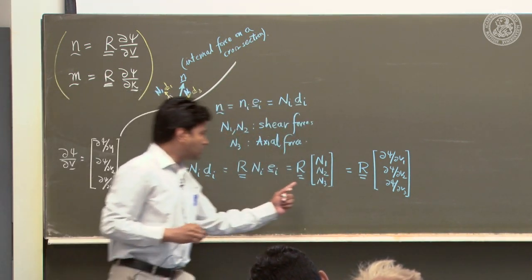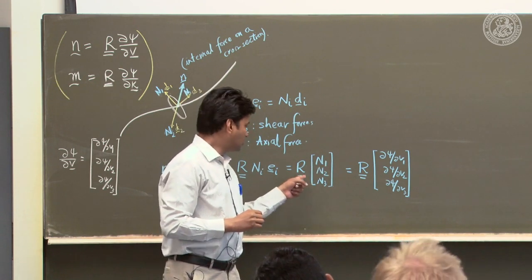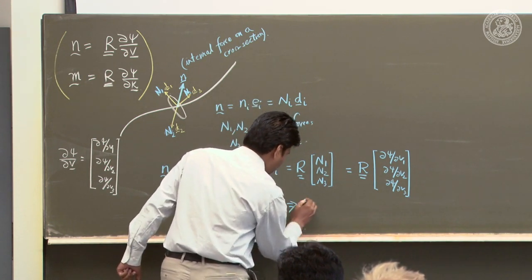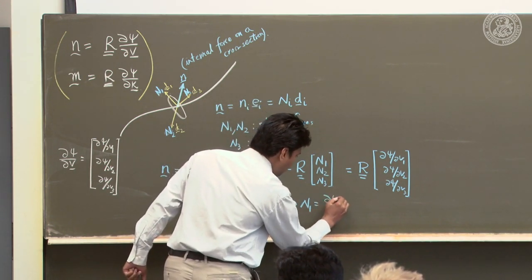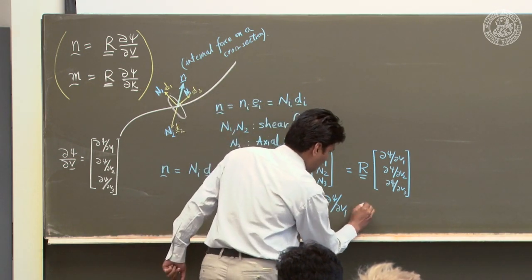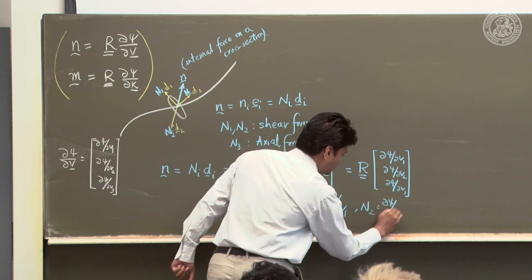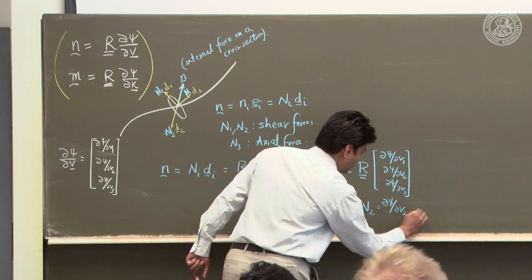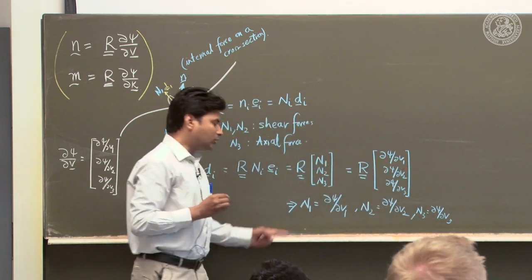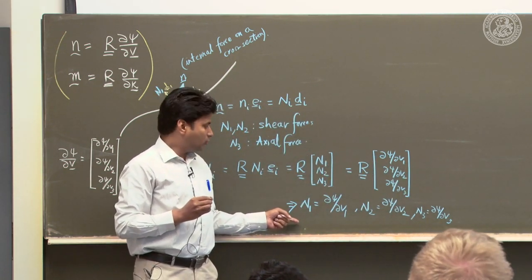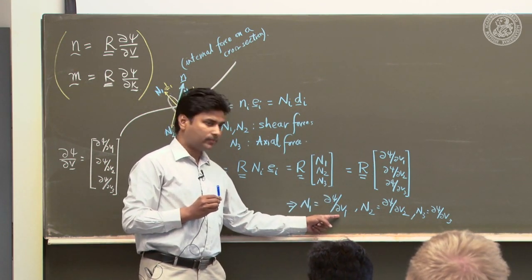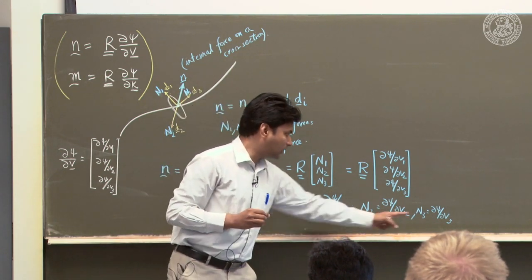Now, we relate these two, and what do we see? This big R cancels, and we simply get that N1 is del psi over del v1, and N2 is equal to del psi over del v2, and similarly N3 is equal to del psi over del v3. So if you want to get shear force along d1, you simply take the derivative of psi with respect to shear strain along d1, v1. Same thing goes for N2 and for N3.